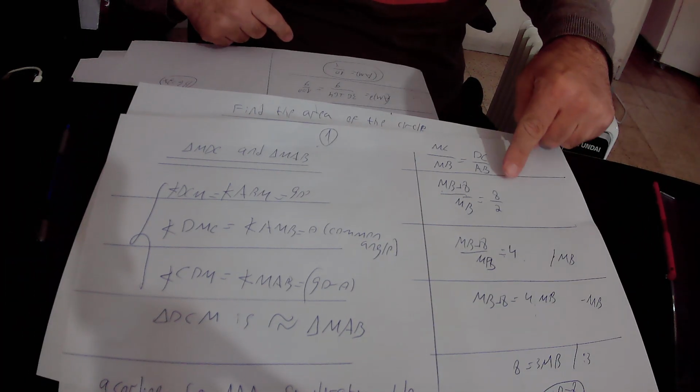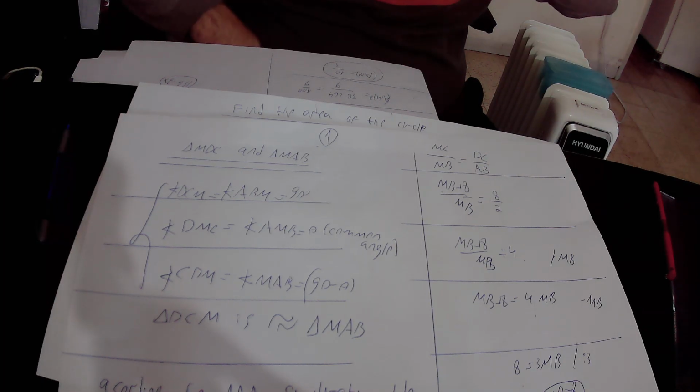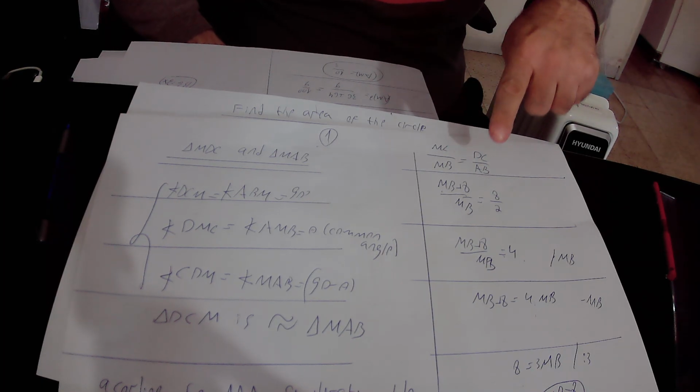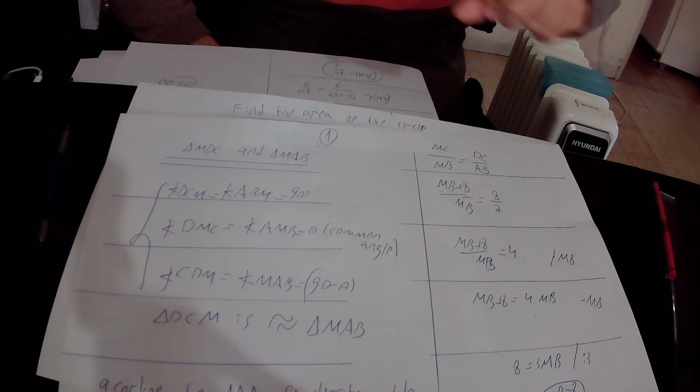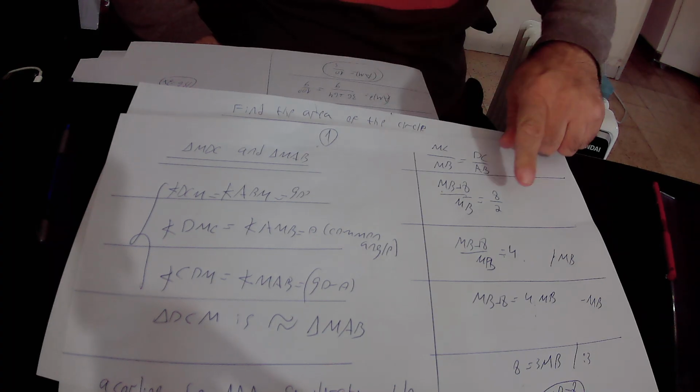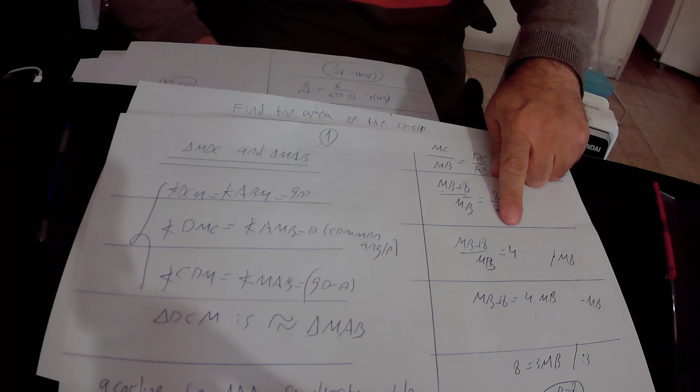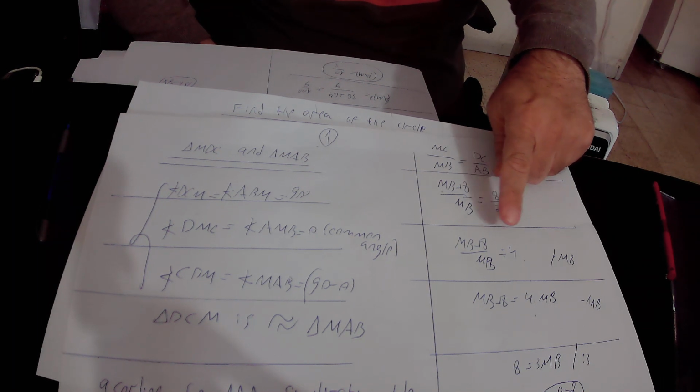So DC over AB is 8 over 2. 8 over 2 is 4. So MB plus 8 over MB equals 4. We multiply this equation by MB, and we find that 4 times MB equals MB plus 8.